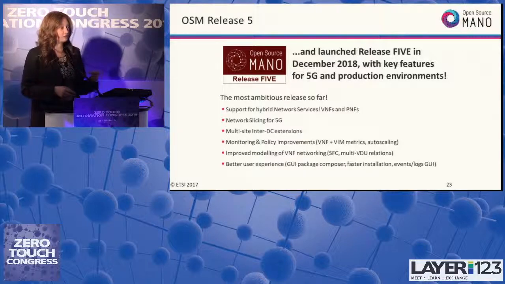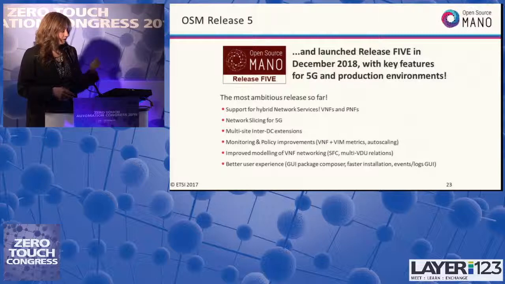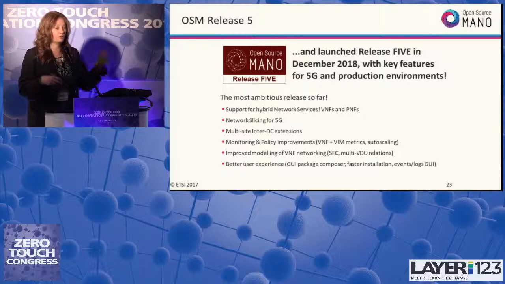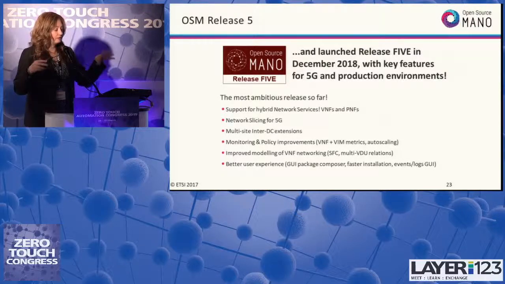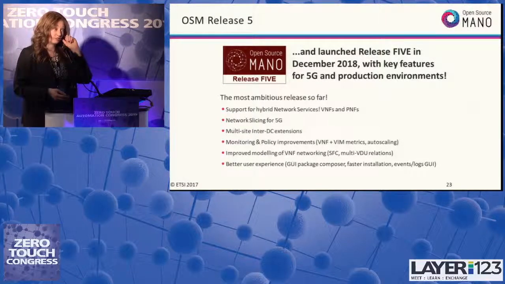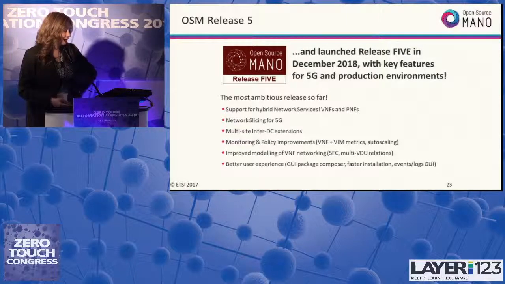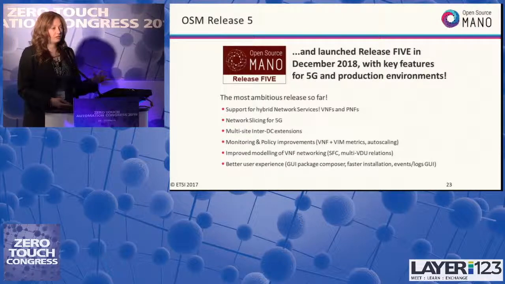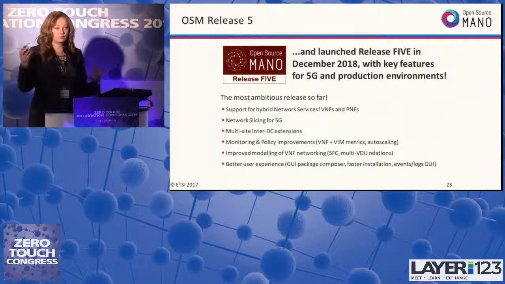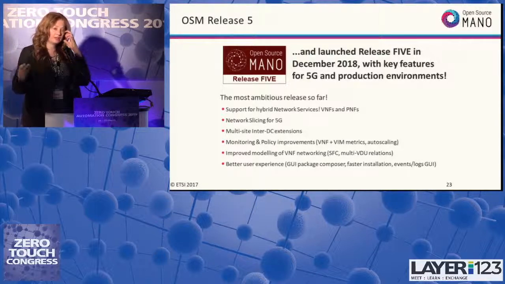We've introduced network slicing for 5G. As I mentioned, that was a contribution by the 5G Tango team. We introduced multi-site inter-DC extensions. This is that WIM model that I discussed, where you can have multiple data centers and one network service that spans all of them. We've had a number of monitoring and policy improvements, and I could speak for hours on the number of things we're doing in monitoring and policy improvements, but unfortunately we don't have the time today. But we've gone much deeper into being able to gather metrics from not only the application layer and the VNFs, but also correlate them with what's happening in the VIM layer and the SDN layer.